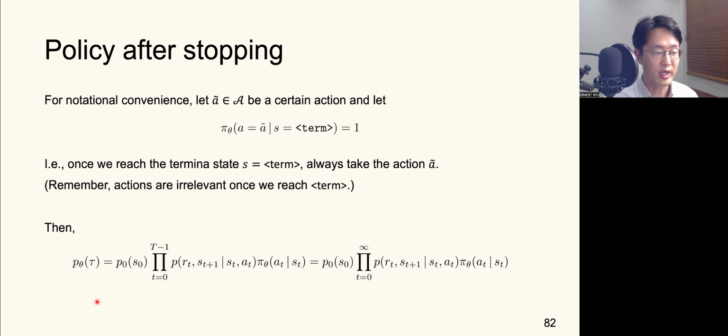Then with this definition, we can write this product as an infinite product. So it simplifies the notation. And the reason we want pi theta to have value 1 with the deterministic action is because we want this infinite product to be well defined. And if the policy pi and the probability p have probability 1 once we reach a terminal state, then the infinite product is well defined.